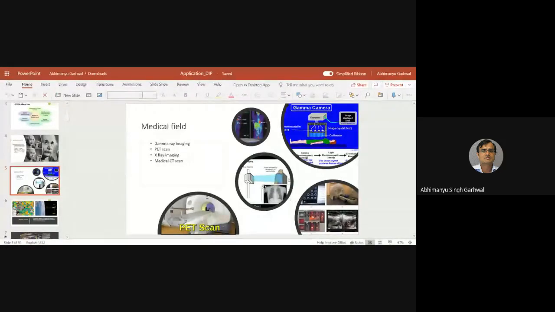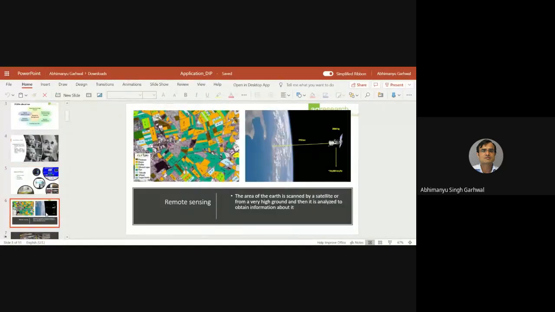Like in X-ray, you need to analyze whether the bones are fractured or not. In a CT scan, you have to analyze if there is a cancer or not, whether it is healthy tissue or not, something like that. Next application is remote sensing.